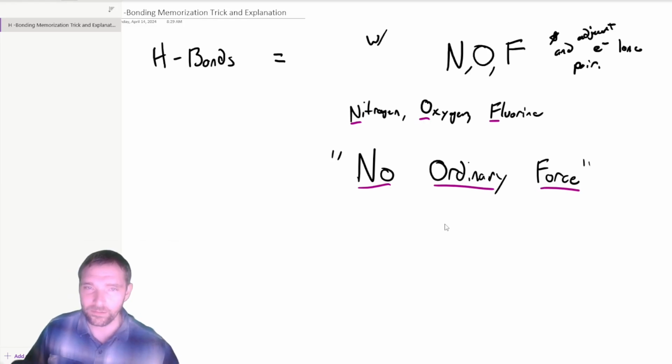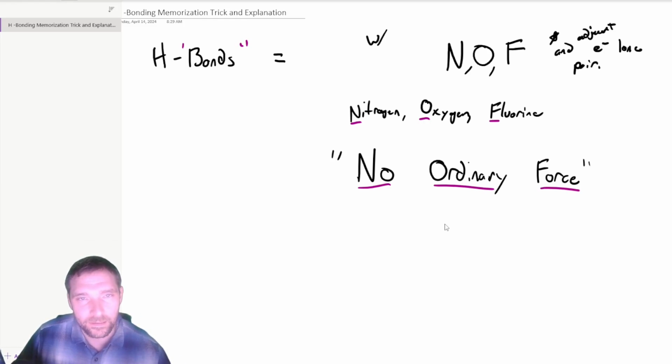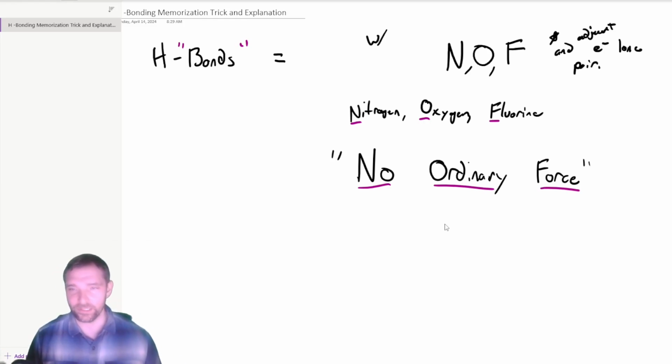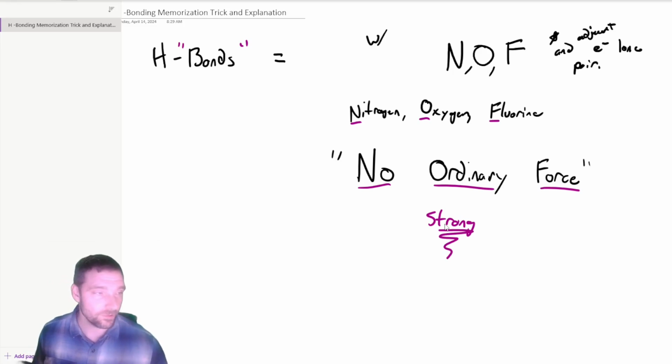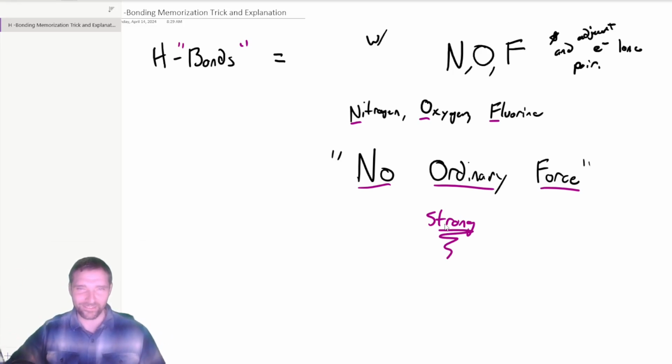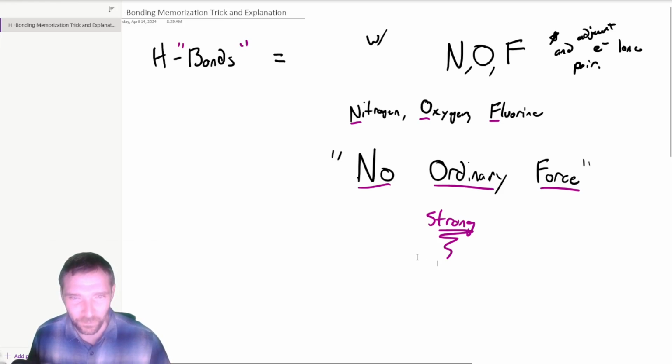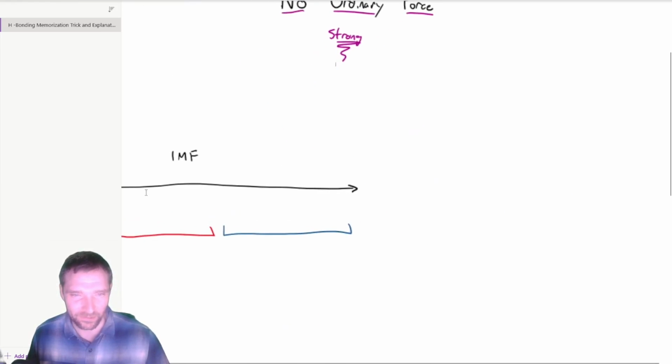So this is called a bond, but this is actually a part of intermolecular forces, and it's a very strong one. This is a very strong force. So it's not ordinary. It's kind of like special. I kind of think of it as like a Superman kind of force in terms of intermolecular forces.